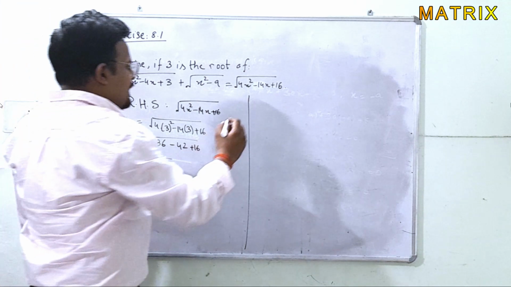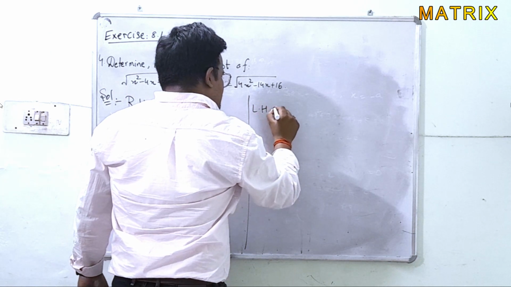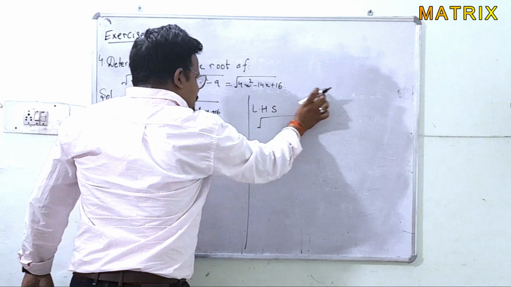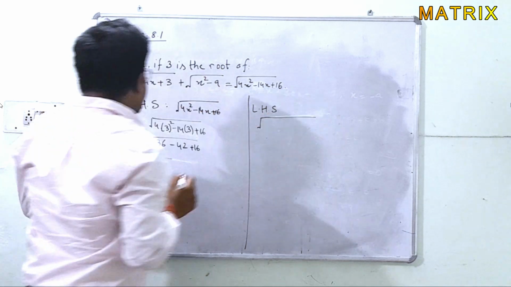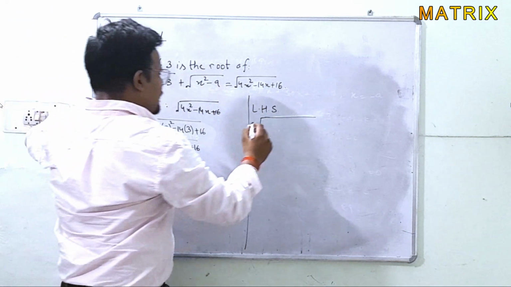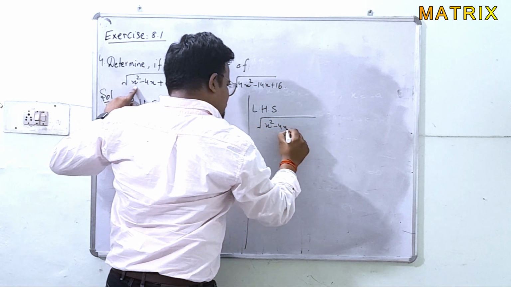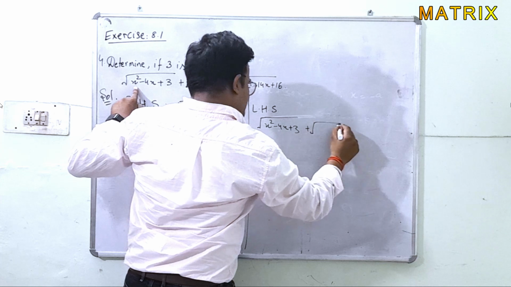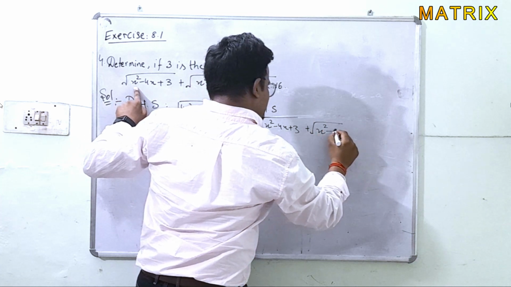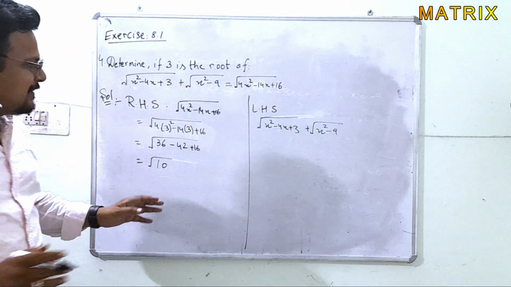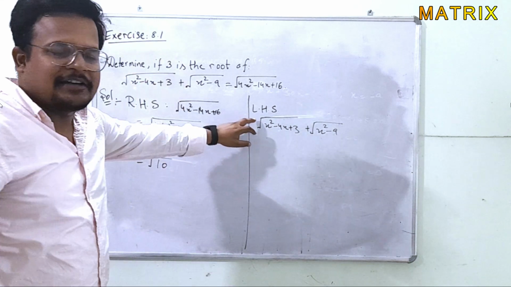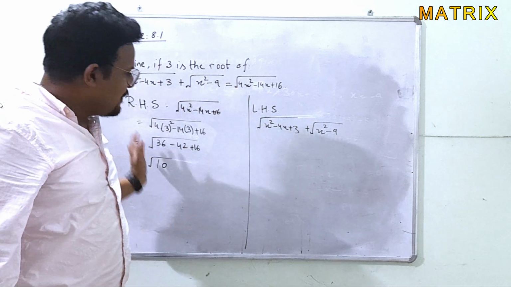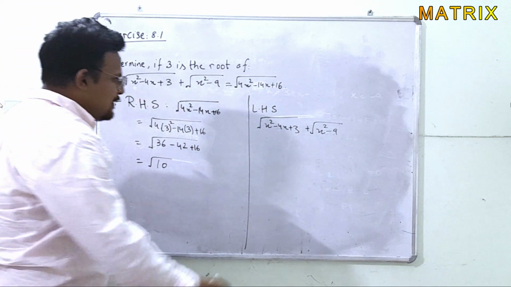Now find out LHS. LHS कितना आएगा जी? LHS कितना आ रहा है? So this is root of x square minus 4x plus 3 plus, and this is x square minus 9. Now please don't mind that I have written LHS for the right hand side, it's okay, but this is my right hand side. Clear है? वो कुछ नहीं, हमने solve कर लिया इस side. Don't worry. So is it clear?